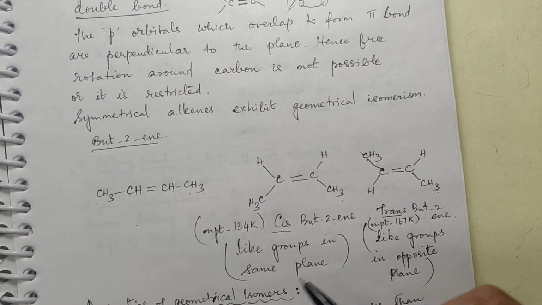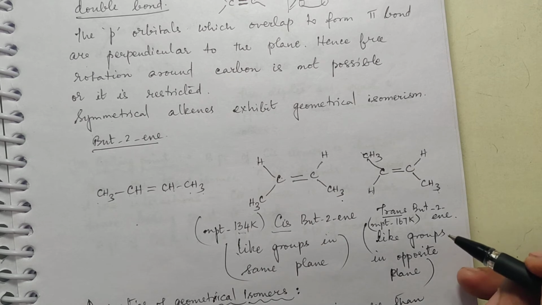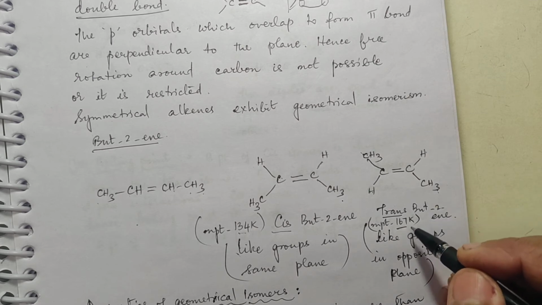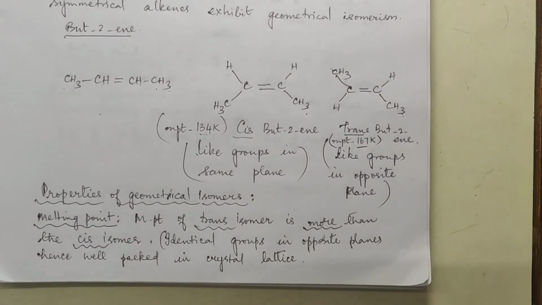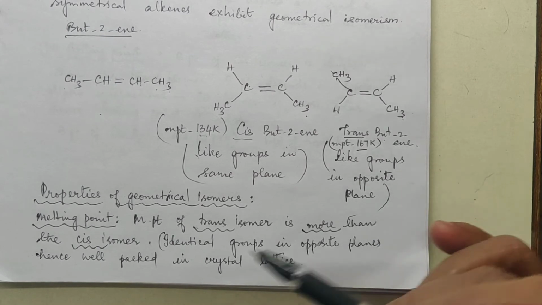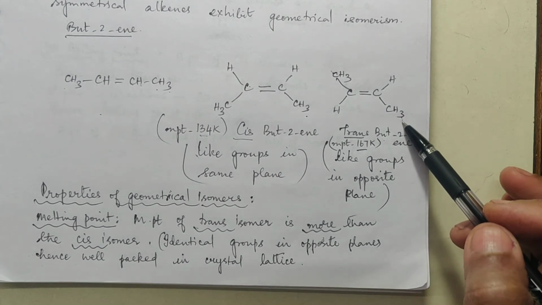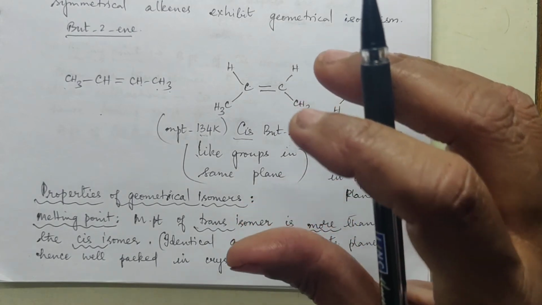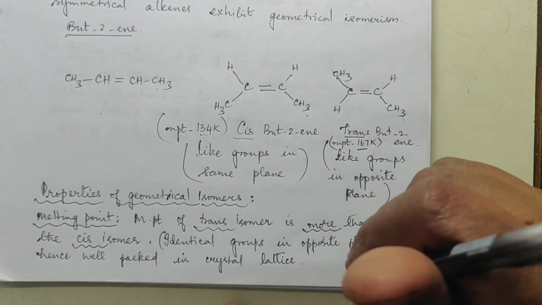Now what they have found, the melting point of cis isomer has been found to be 134 Kelvin, and that of trans isomer has been found to be 167 Kelvin, which is much higher than that of cis. Now why? What is the reason behind it? That is because since they are present in opposite planes, in crystal lattice they are very well packed. So if in a solid the lattice is strong, then it requires more energy to melt it. That is why its melting point is higher.